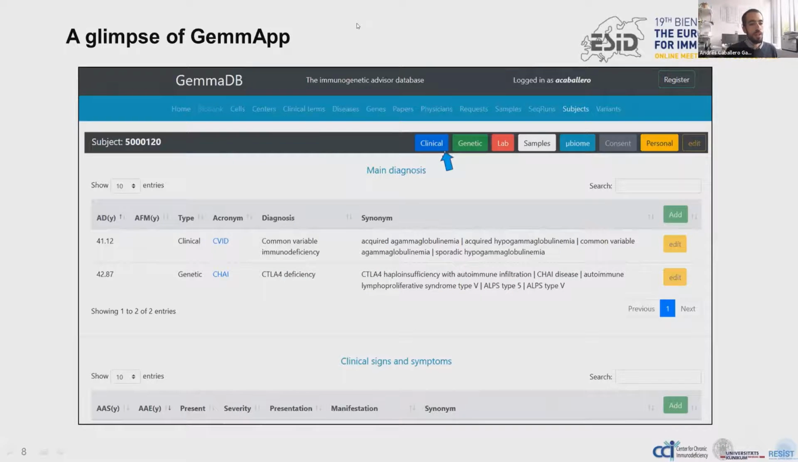So as you can see here, we have several different modules where you can have detailed information about clinical terms, diseases, all matched with the different ontologies, information about genes, papers, physicians that send us samples. But I will jump directly to the subjects module because of the time. And within subjects, we can find different submodules. So starting with the clinical, we have information about the main diagnosis, main genetic or clinical diagnosis of this patient, with age of onset, age at first manifestation, age at diagnosis.